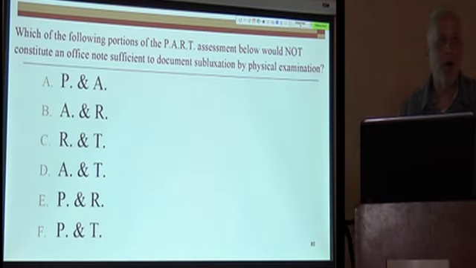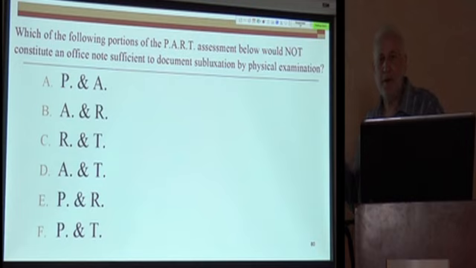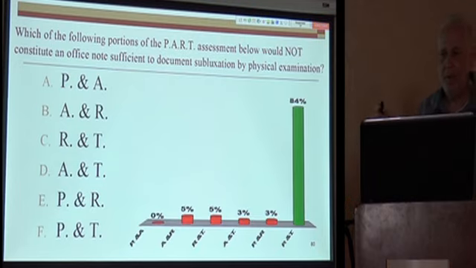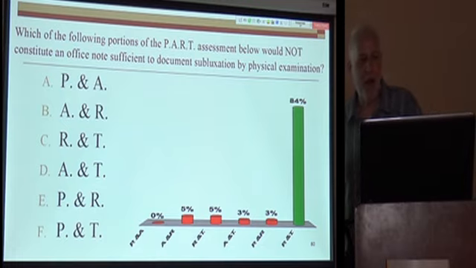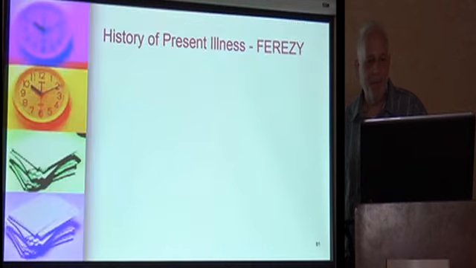So here's a question for you after all that. If your records only had 2, which of the following would not constitute an office note sufficient to document a subluxation? Very good. All right. Very good. 85% of you got that right. The P and the T would be the ones that you wouldn't need to have. All the other ones would be insufficient for proving a subluxation to Medicare.